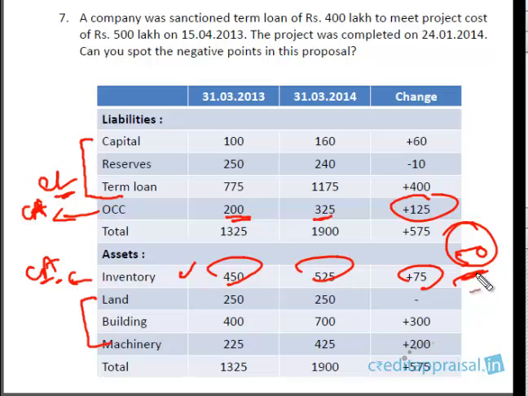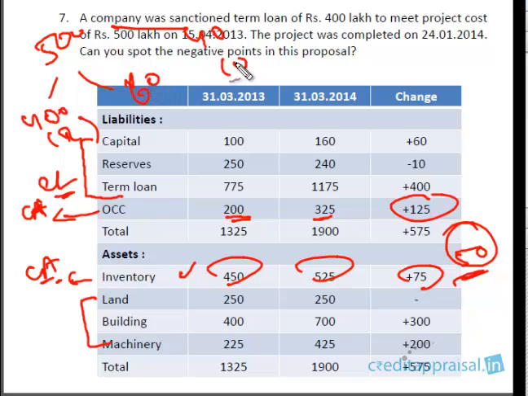That 50 lakhs was diverted towards this project, towards this expansion project, and therefore that 500 lakhs was met by term loan of 400, promoters 60, and the balance 40 was met from the working capital funds of the bank. So the bank actually sanctioned an enhancement of 125, but actually the company utilized only 75 lakhs towards working capital. The balance 50 lakhs was diverted for some uses which were not meant for working capital.